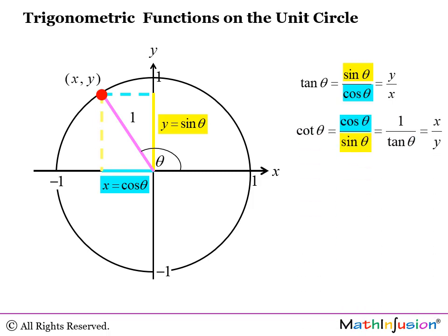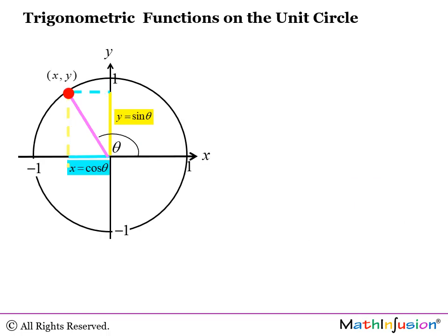Cotangent of theta is cosine theta over sine theta, or 1 over tangent theta, which also equals x over y. Secant theta is 1 over cosine theta, or 1 over x. Cosecant theta equals 1 over sine of theta, also 1 over y.